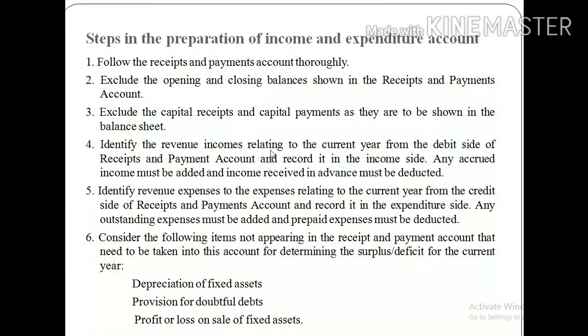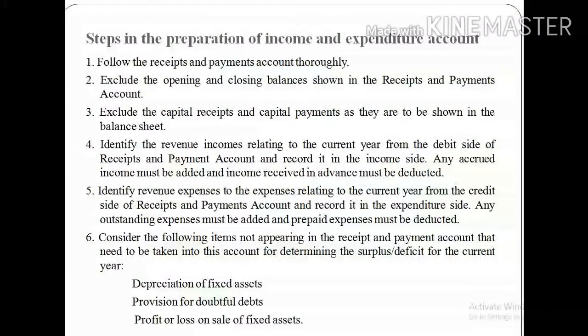First you have to observe the receipts and payment account. Then you have to identify the revenue incomes relating to the current year. Then those revenue incomes shall be recorded in the income side of the income and expenditure account. Any accrued incomes must be added and income received in advance must be deducted.